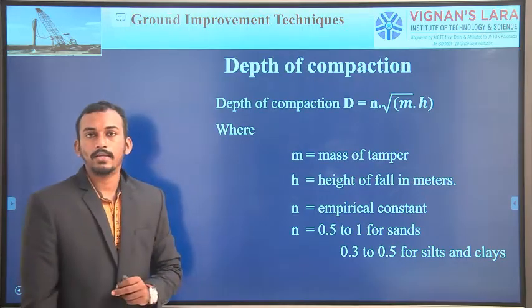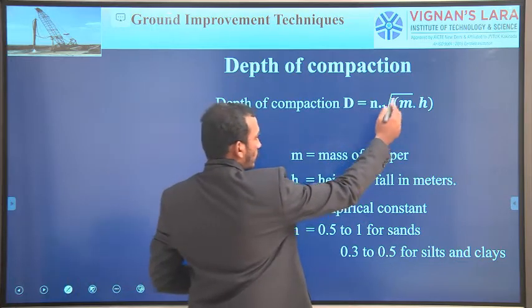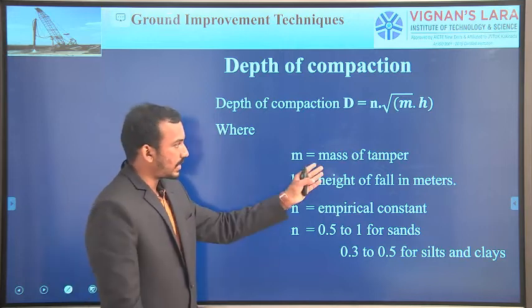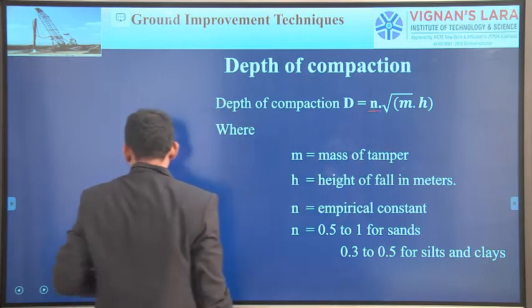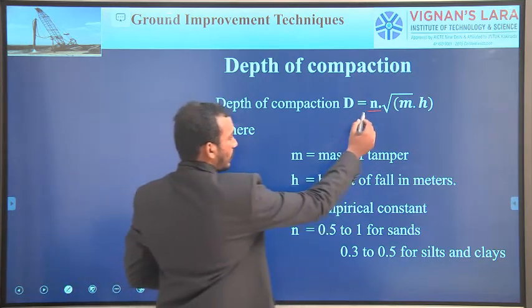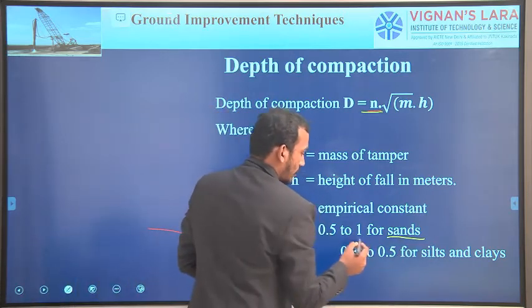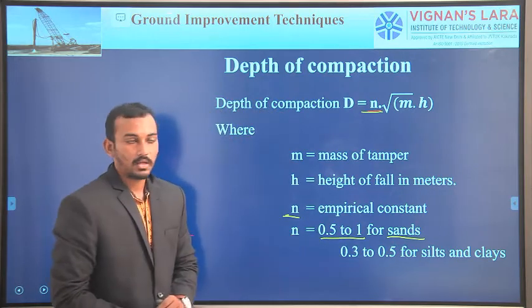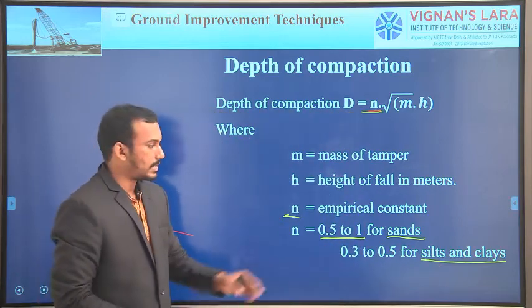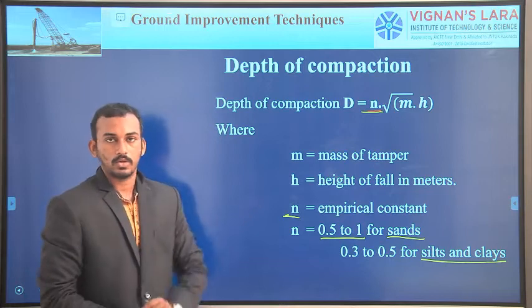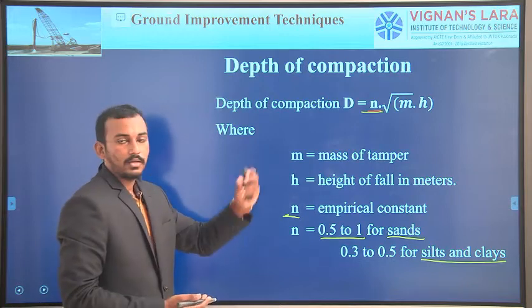This is the formula to find the depth of the compaction, where D is the depth of the compaction, equals N into root MH. M means mass of the tamper, H means height of the fall in meters. So what is this N? N is a constant that varies from soil to soil. For example, for sands, the value is 0.5 to 1. For clays or silts, the value of N is 0.3 to 0.5. It's an empirical constant value, changes from soil to soil. So by using this formula, we can find out up to what depth we are going to compact the soil.